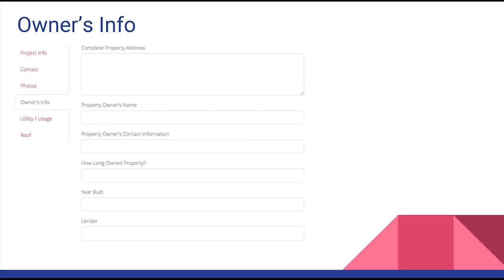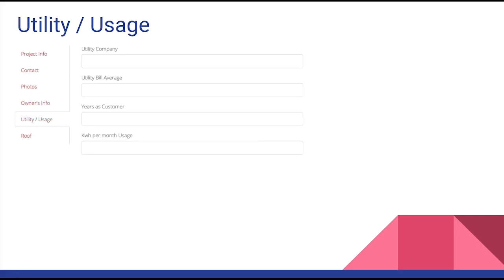Then we have the utility: very simple, utility company, Southern California Edison or LADWP, or any other utilities they use, their bill average, as we talked about before, how long they have been a customer, and what their kilowatt hour per month usage is. How long they've been a customer is important, because that's also how they qualify with the financing company. Very, very helpful.